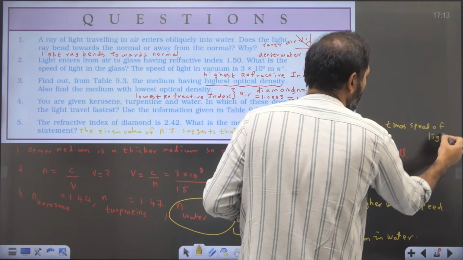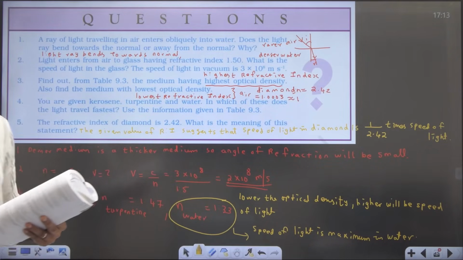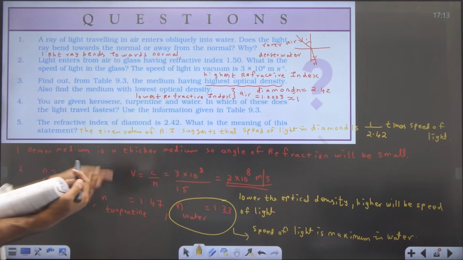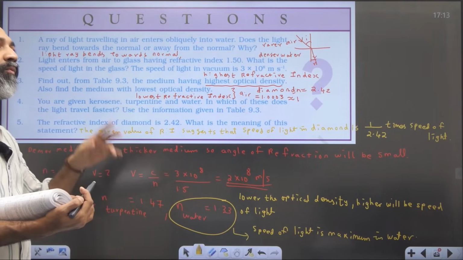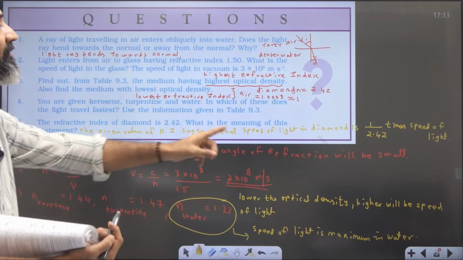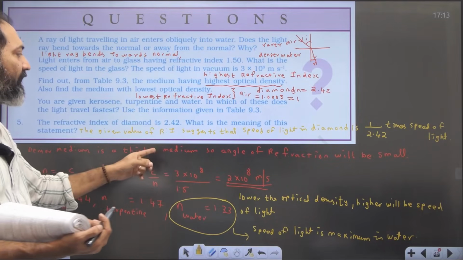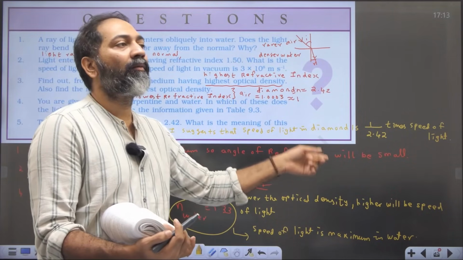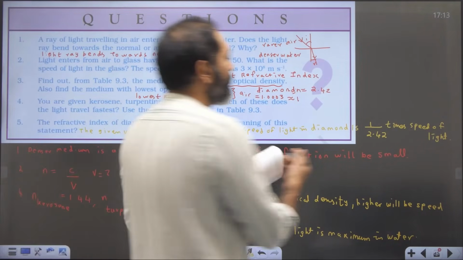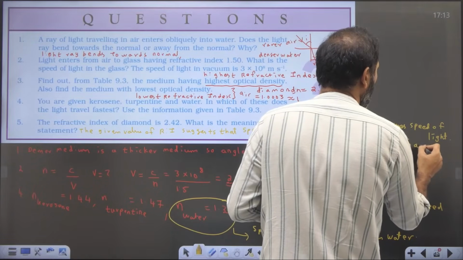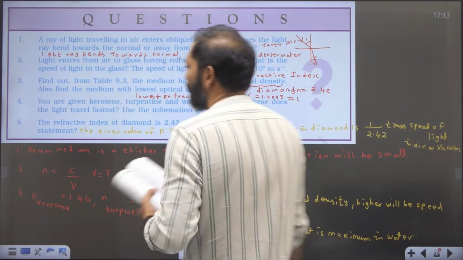See, speed of light is maximum in air, which is 3 into 10 raised to 8. Diamond refractive index is 2.42 means what? Speed of light in diamond is what? 1 by 2.42 times the speed of light. The given value of refractive index suggests that speed of light in diamond is 1 by 2.42 times the speed of light in vacuum. Speed of light in air or vacuum. So that means what? So what is our conclusion?